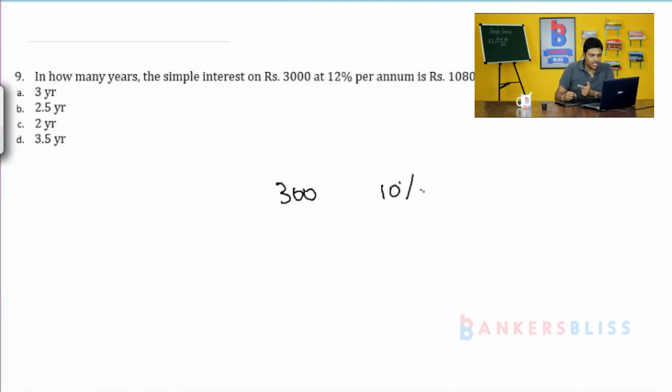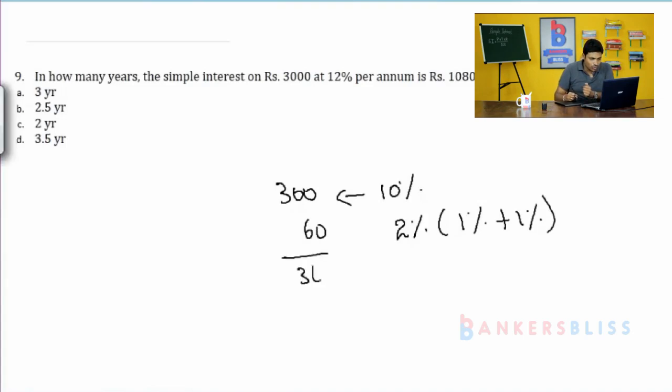10% means 300, you have to add 2%. 2% means 1% plus 1%. These things we have already discussed in percentages. Don't forget these methodologies because they save a lot of time, because you can solve these things orally. Okay, so 1% means 30, 2% means 60. So altogether per year you will get 360. So for 1 year the interest amount is 360.